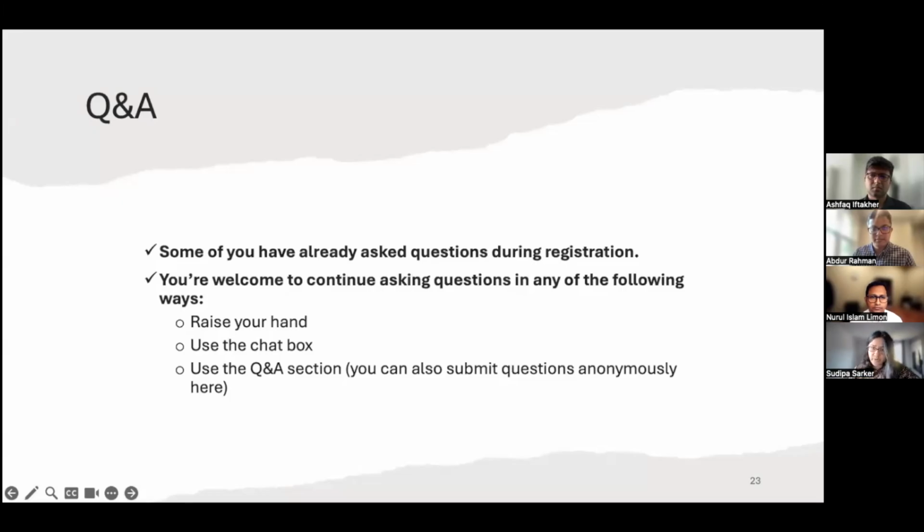So the first question that I want you to reflect on is this: does the acceptance rate vary if I apply centrally versus approaching specific professors? Who wants to answer that? Dr. Nurul Islam, would you go first?